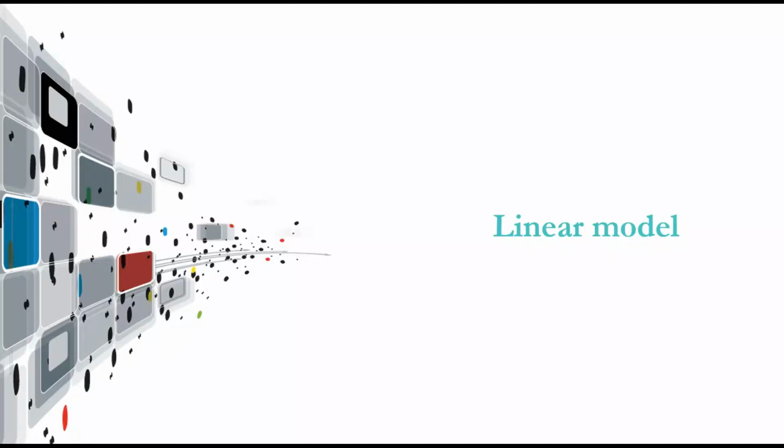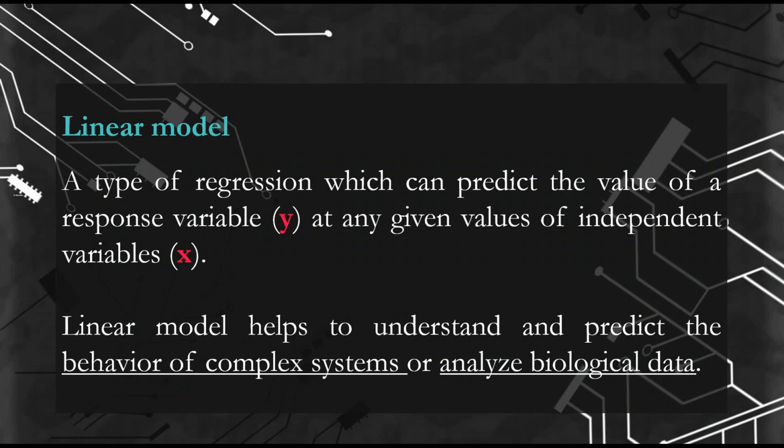So, what's linear model? Linear model is a type of regression which can predict the value of dependent variable y at any given value of independent variable x. And it can help us understand and predict the behavior of complex systems or analyze biological data.